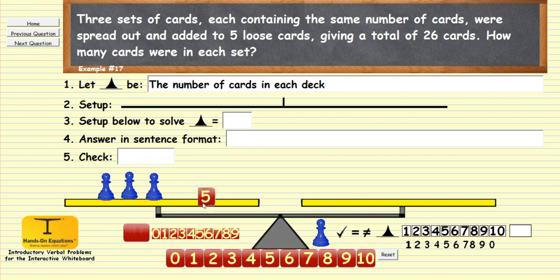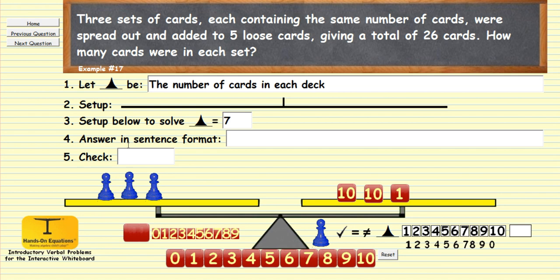So these 3 pawns are added to 5 loose cards, giving a total of 26 cards. So on this side, I'm going to have 26. And we're told that both sides have the same number of cards. So that means that since both sides have the same value, I can remove the 5 from here. I can take 5 from the 26, and you have 21. So now that we have 3 pawns worth 21, that means that each pawn is 7.